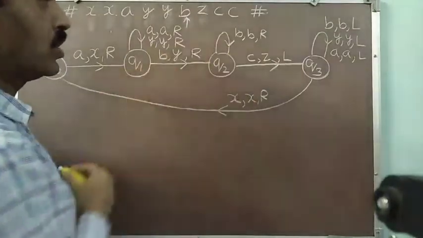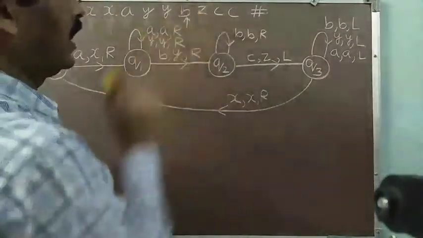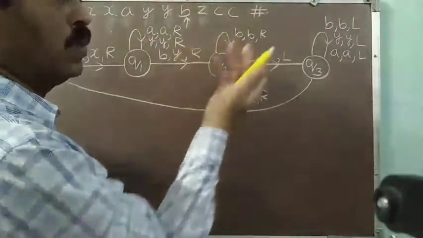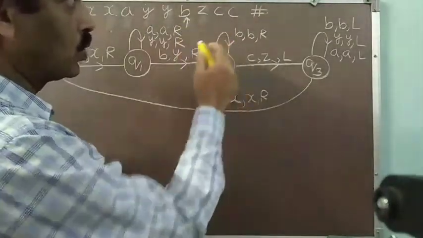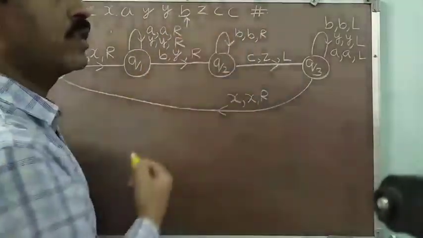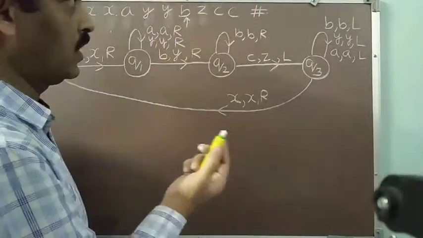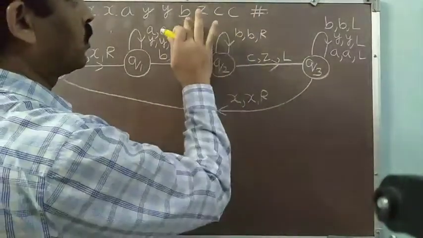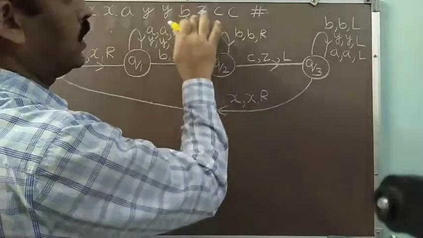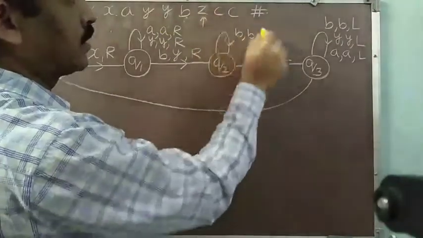Now I am in the Q2 state. In Q2 state, I am finding B. So these B's I have to skip, because my aim in Q2 state is to find the leftmost C, the first C which we encounter. So B I have to skip. I will write B in place of B and then move one position right as per this transition.